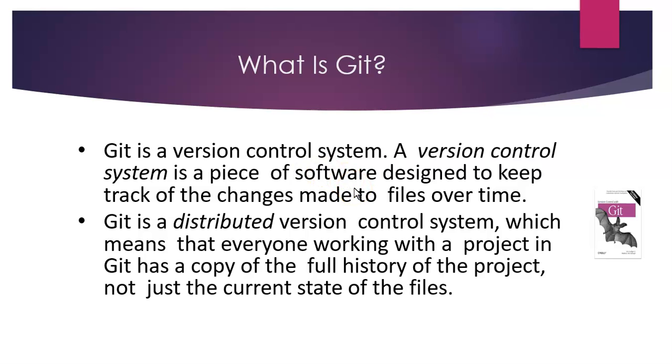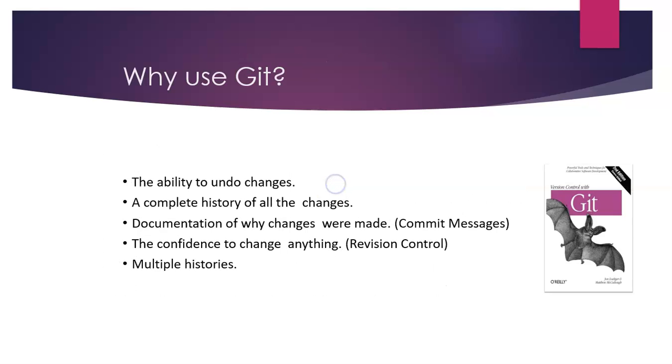Git is a version control system. A version control system is a piece of software designed to keep track of the changes made to files over time. Git is a distributed version control system, which means that everyone working within a project has a complete copy of the history of the project, not just the current state of the files. Other source control programs like Visual Studio Team Foundation version control do that.